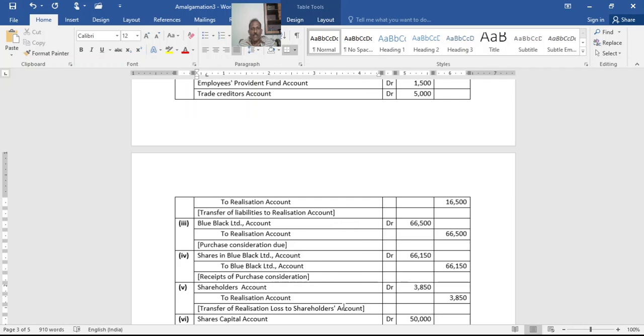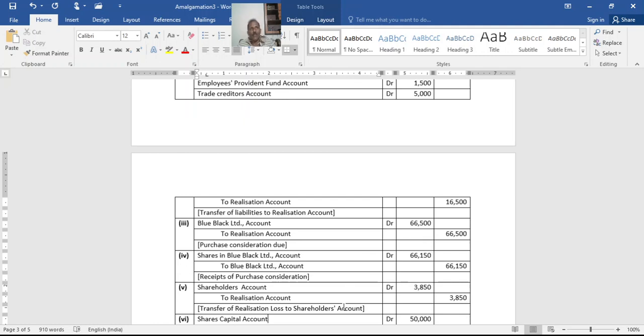When purchase consideration is due, then transferee company to realization account. Here transferee company is Blue Black Limited. So entry, Blue Black Limited account debited to realization account. Total amount of purchase consideration payable to Blue Limited is 66,500. Narration, being purchase consideration due.